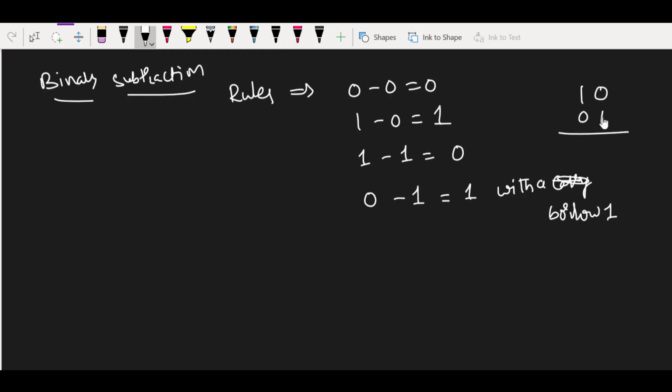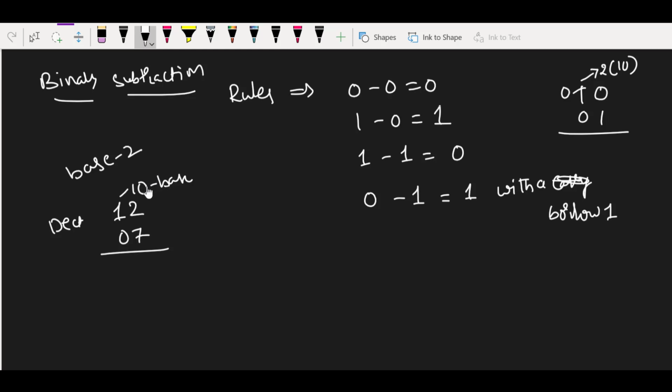So you cannot subtract 1 from 0. So what do you do? You take a borrow. Please remember, when you take a borrow here, the borrow value will be 2. 2 is nothing but 1 0 in binary. That means when you take a borrow from the previous number, this becomes 0 and this becomes 2, because your base system is 2. If you take the decimal system, when you take the borrow, it will be 10 because the base system is 10. The borrow is 10 here.